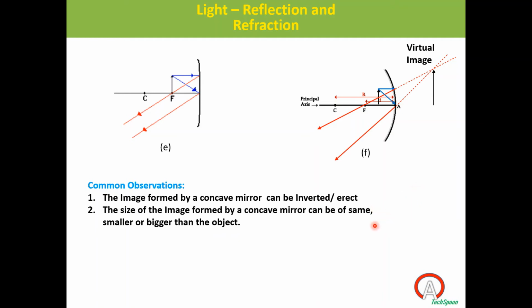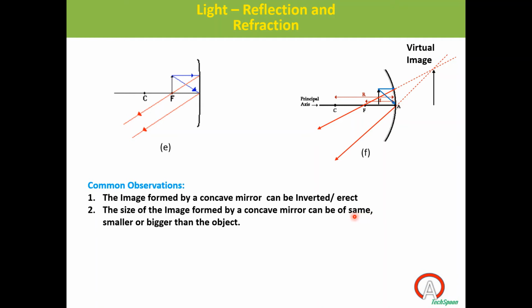Otherwise they will give a statement and they will ask, is this statement true for, in brackets, you will get concave mirror, convex mirror, plane mirror, different choices. So you have to select. So these type of questions you can expect from this part. Okay. The size of the image formed by a concave mirror can be of same, smaller or bigger than the object. Any doubt?